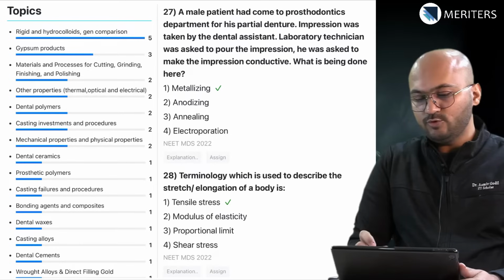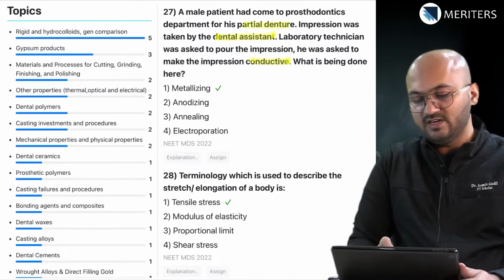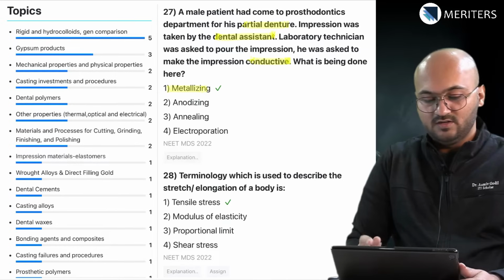A male patient had come to prostho department for his partial denture. Impression was taken by the lab assistant, dental assistant. The technician was asked to pour the impression. He was asked to make the impression conductive. What is being done? Metallizing the impression.